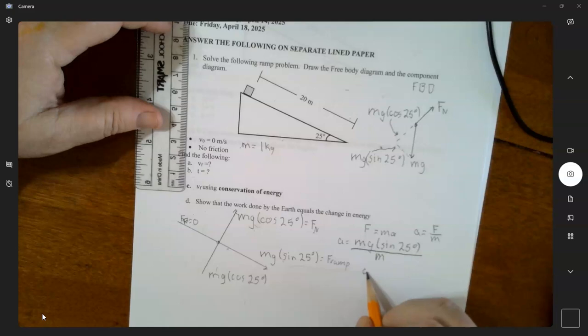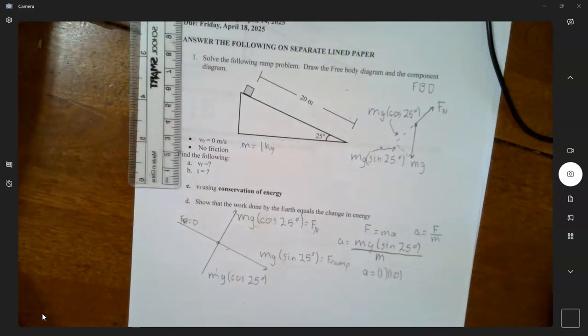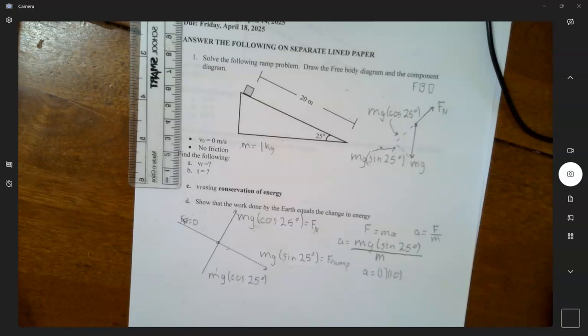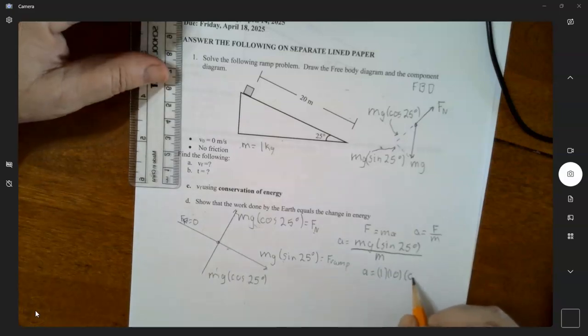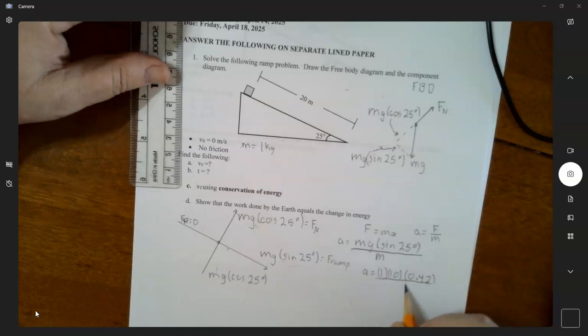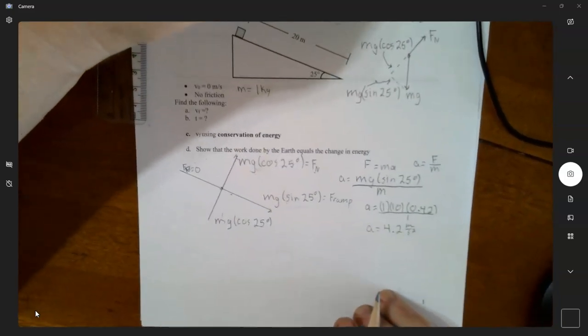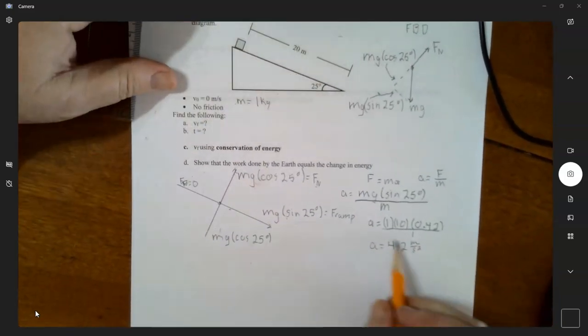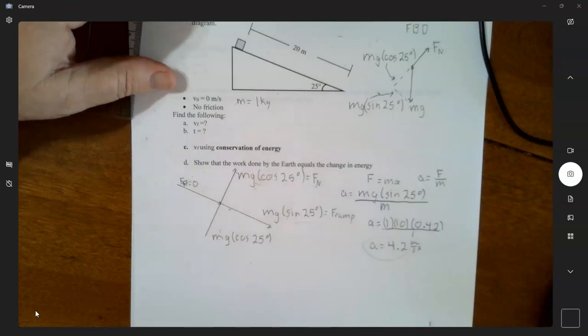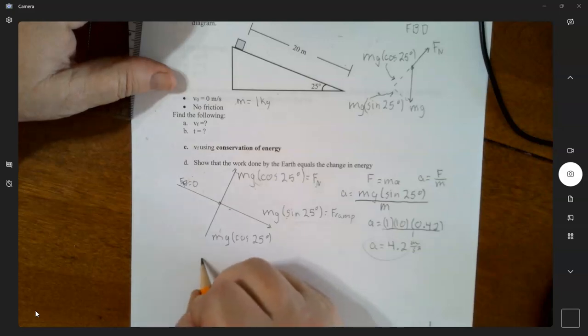So we come down here, and the sine of 25 is just about 0.42. Of course that's all over 1 for the mass. Mass could have canceled. So acceleration equals 4.2 meters per second squared. All right. So how long will it take this block to slide to the bottom? It has that acceleration, and we know the initial velocity is 0, so we can use this formula.